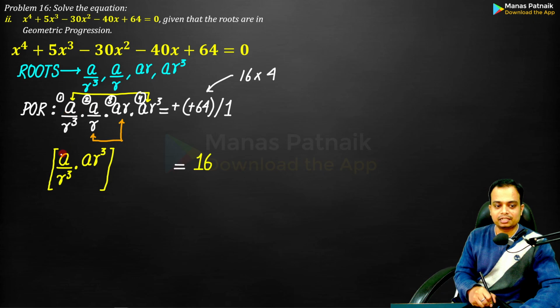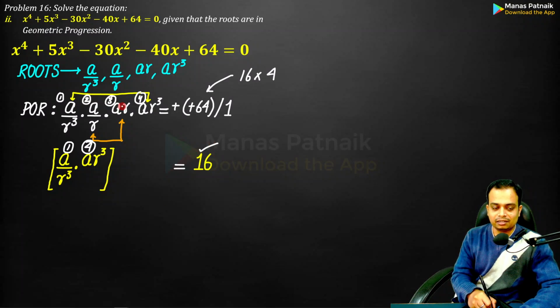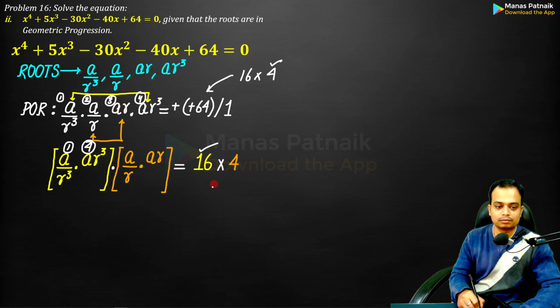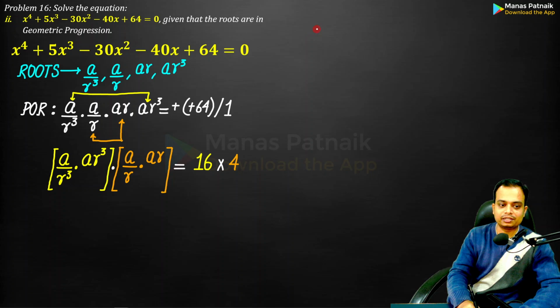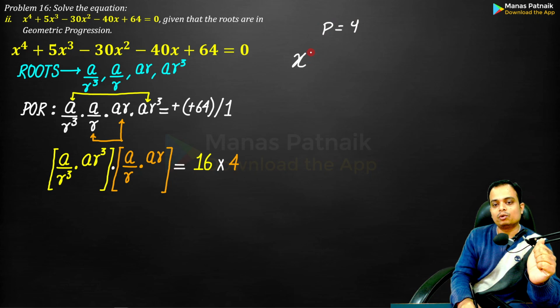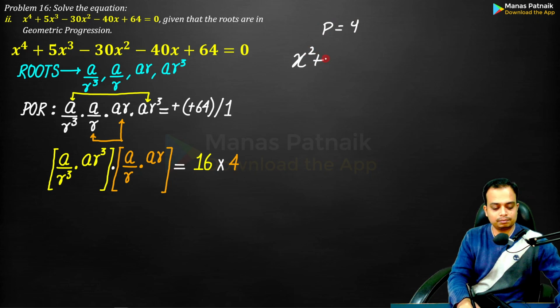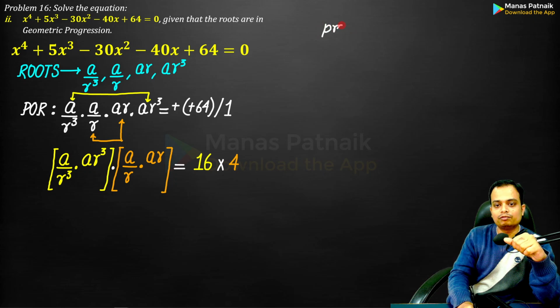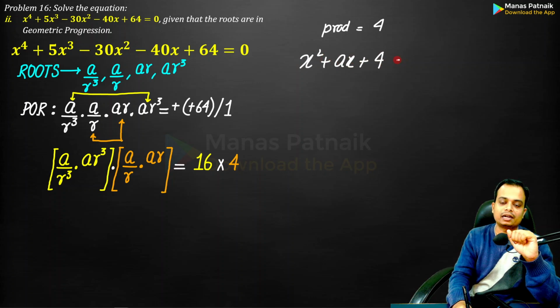Let me start with first and fourth. The pairing is such that the product of these two roots, first and fourth, is going to give you the product as 16. The product of the second and third root will give you the product as 4. Please match the colors: orange, orange, yellow, yellow. And from this philosophy, if there are two roots whose product is 4, we can write the quadratic as x square plus ax plus 4, equal to 0.